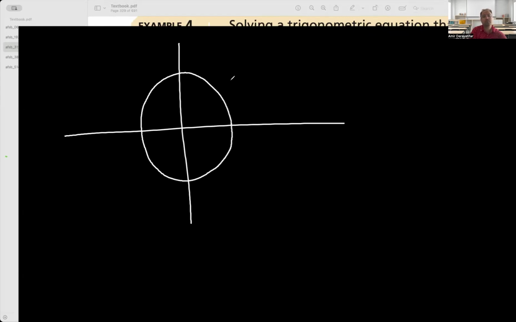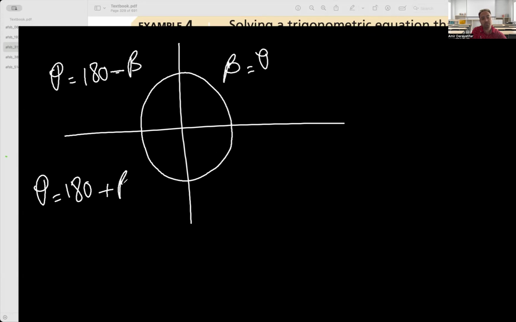Okay. So if it's in quadrant 1, beta and theta are equal to each other. If it's in quadrant 2, theta would be 180 minus beta. If it's in quadrant 3, theta would be 180 plus beta. If it's in quadrant 4, theta would be 360 minus beta. That's the rule there, and that's in degrees, and then you convert it into radians.